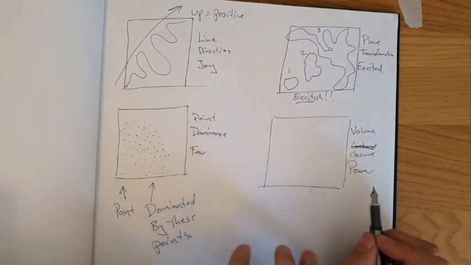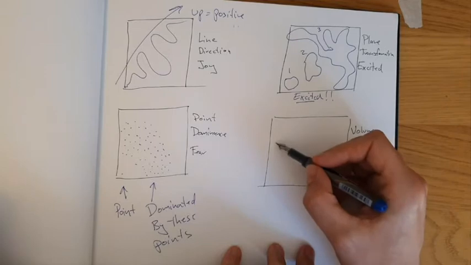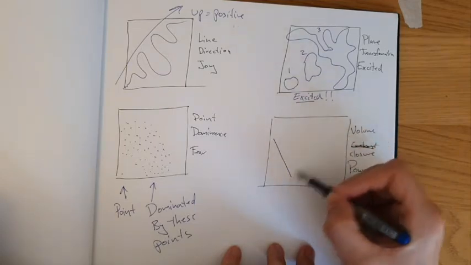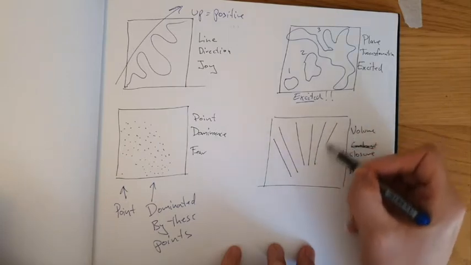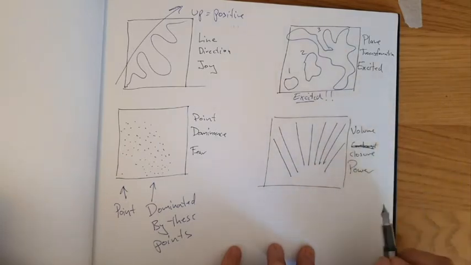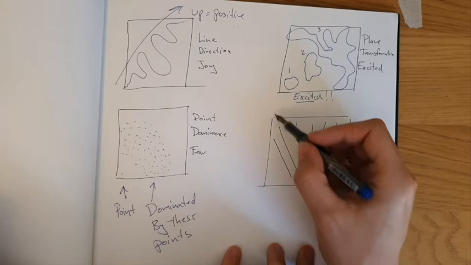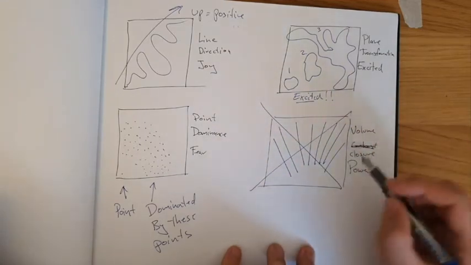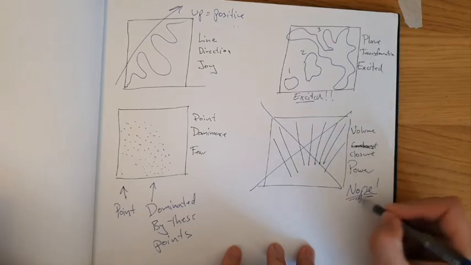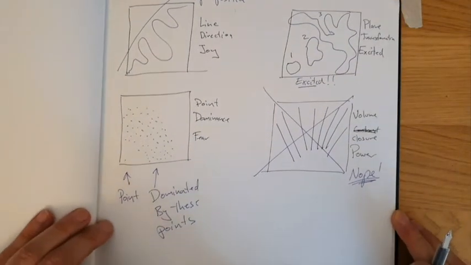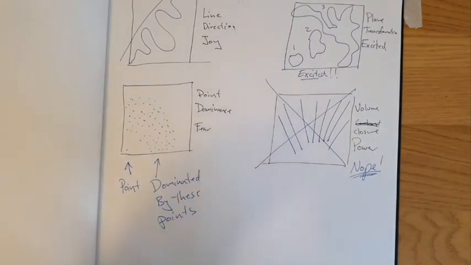All right, tricky one. Volume and closure to create power. Now, doing that in a three-dimensional way, in a two-dimensional space, is really hard. How can I do this? Okay, I'm using lots of lines here, lines and closure. We join all our points together. I haven't really used volume. Okay, forget that. Nope. Okay, let's try another one.